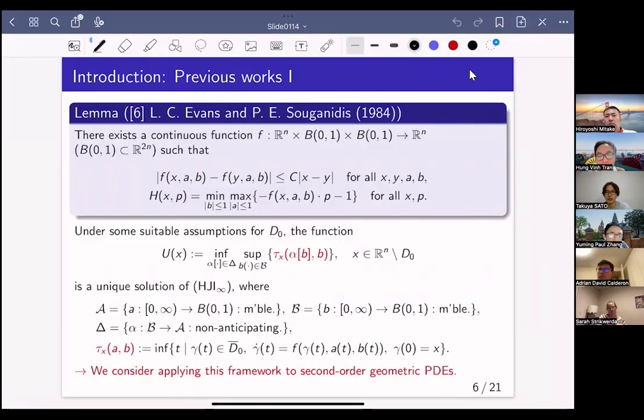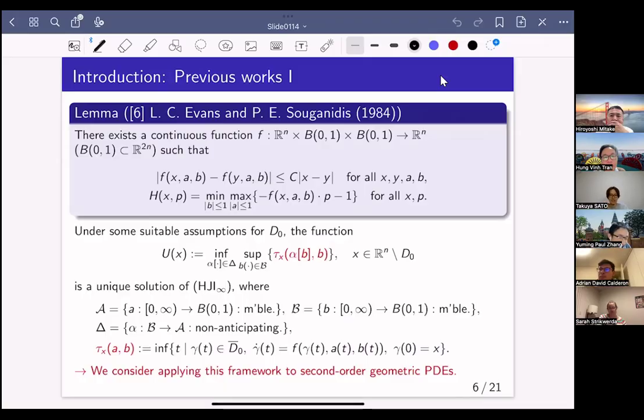I'm quite confused. It seems that Takuya showed us two problems. One is V being C, and the other is the stationary problem, which is similar to his problem. How are the two problems related? It seems he said they are the same one, if I understand correctly. Okay, so I will explain it.